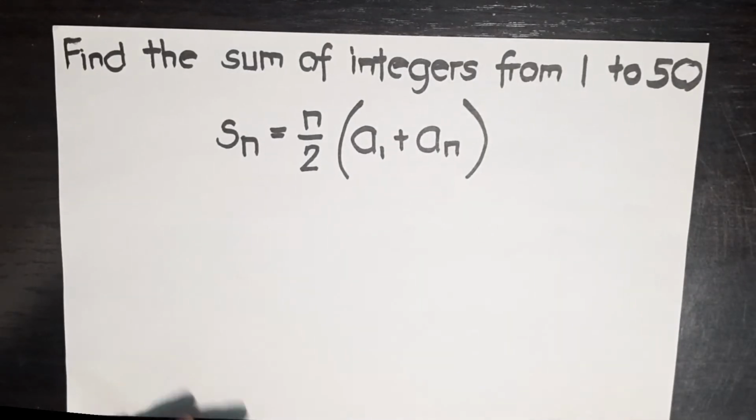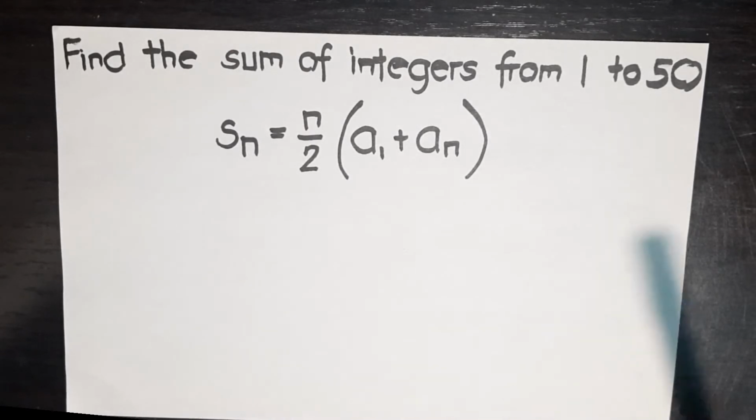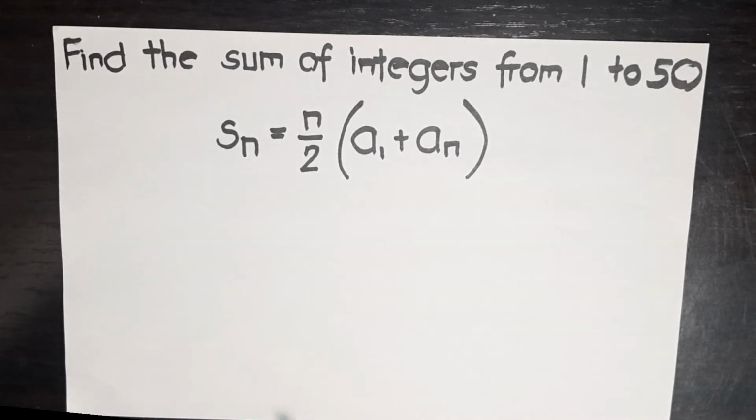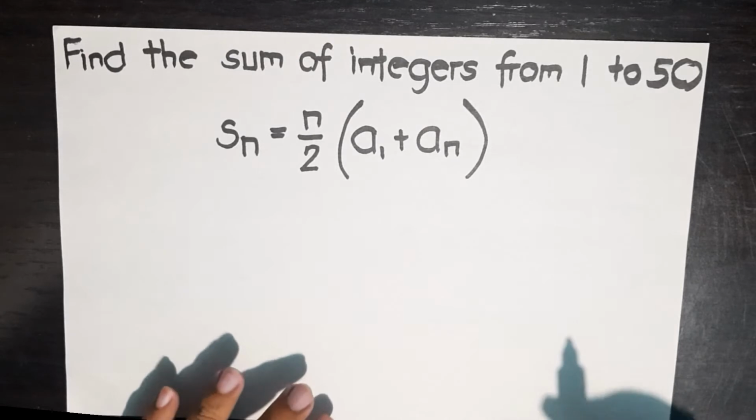For our first example, find the sum of all integers from 1 to 50. So obviously it's going to be 1, 2, 3, 4 up to 50. We're going to find the sum of these numbers. So we will be using the shortcut method. Why are we going to use the shortcut method? Because from 1 to 50, we know the first term, which is 1, and we also know the last term, which is 50. So it would be very comfortable for us to use the shortcut method.